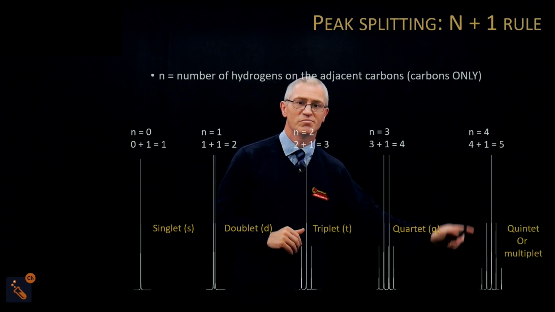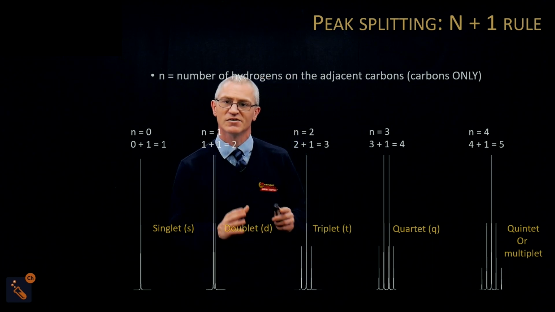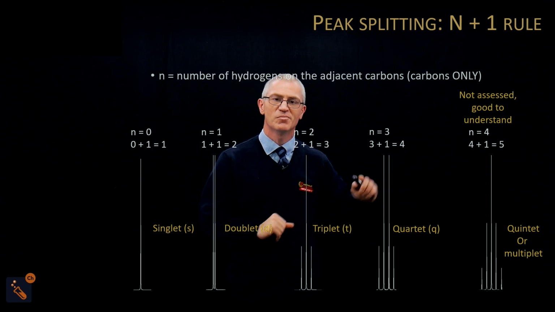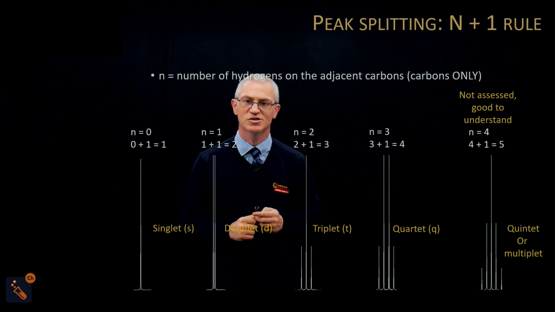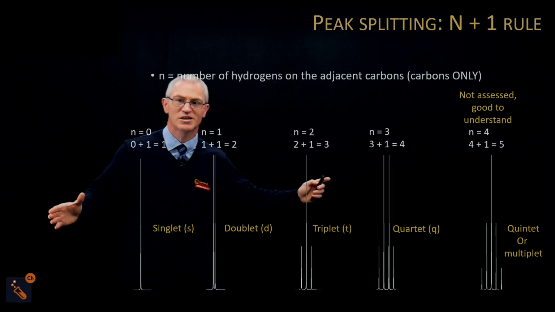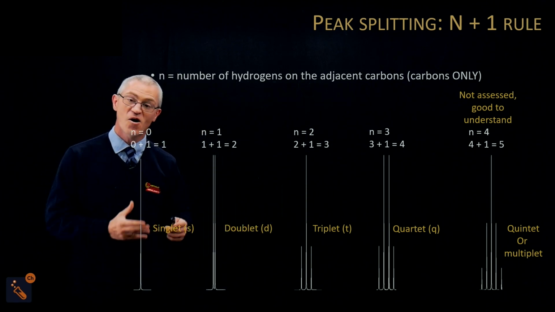Now that can also be called a multiplet when you get to that level, okay, because it's not really assessed in terms of splitting to that level, but it's good to understand because it helps you understand what kind of molecule you've got in front of you. But this is what we call peak splitting, and that's what you're going to see on the NMR.